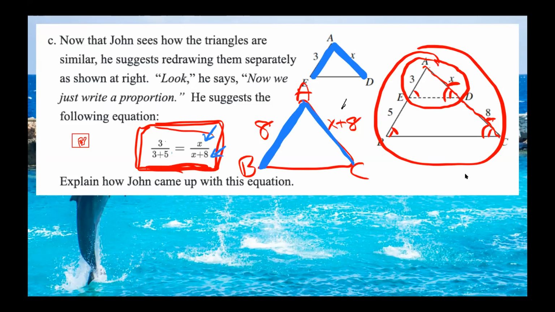And then they solved that proportion by cross multiplying. So then 3 times x plus 8 is equal to 8 times x. And we solved that for x.